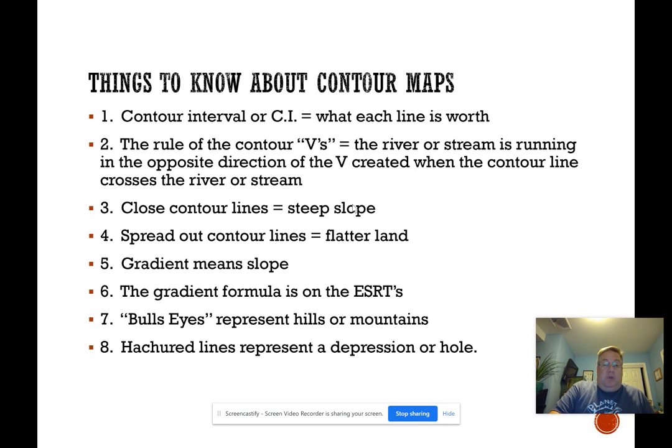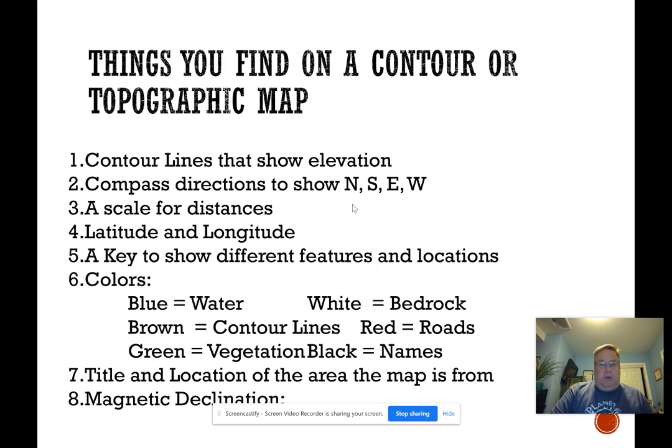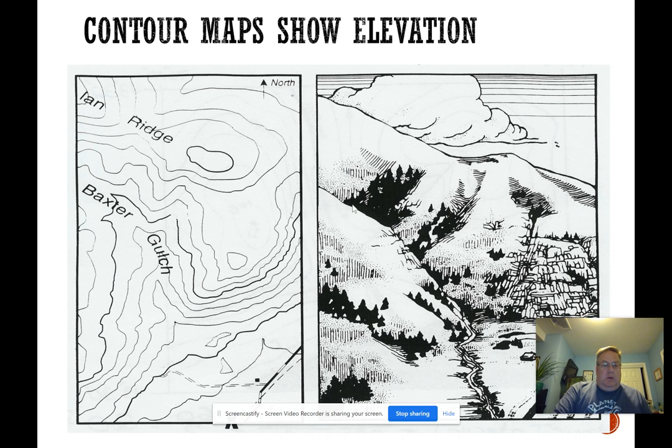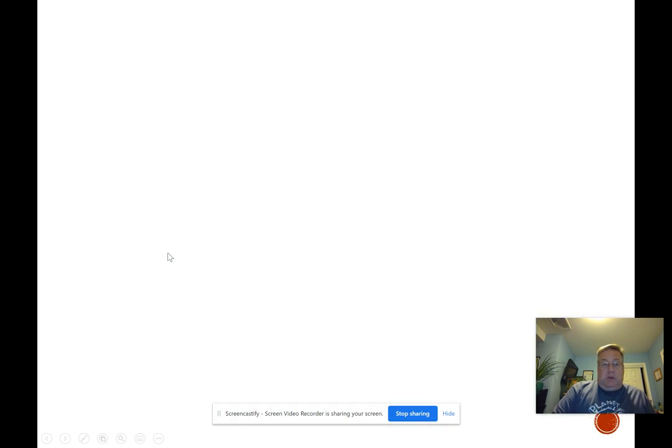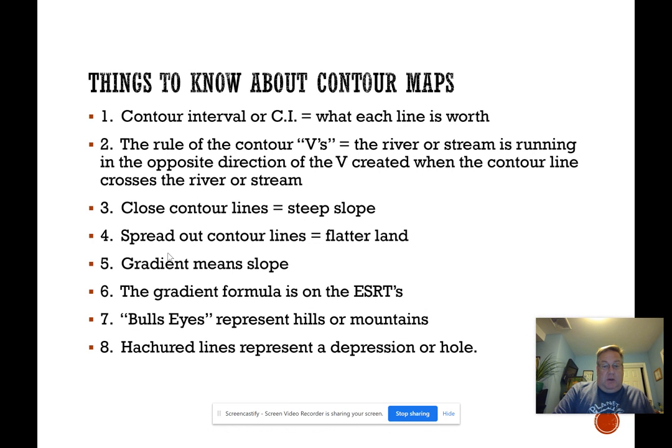The river or stream is running in the opposite direction of the V. So I'm going to show you that on another map. But if you remember from the earlier one that I showed you, let's just bring it up. Okay, so over here, you see there's a V. There's a V. There's a V. That means the river is running in the opposite direction of the V's. So it's coming out of the V. Or you can think of it as the point of the V is pointing to the direction where the river comes from. So it's going to be flowing in the opposite direction of the V.